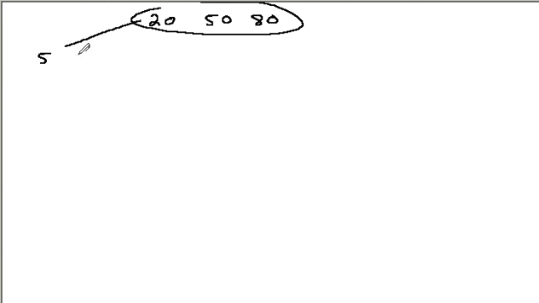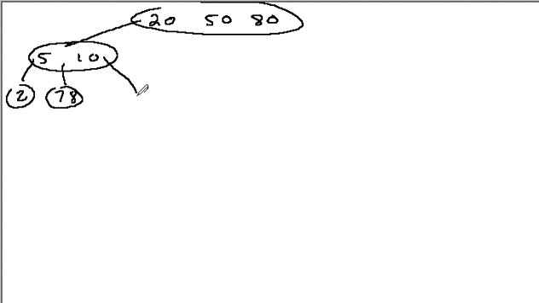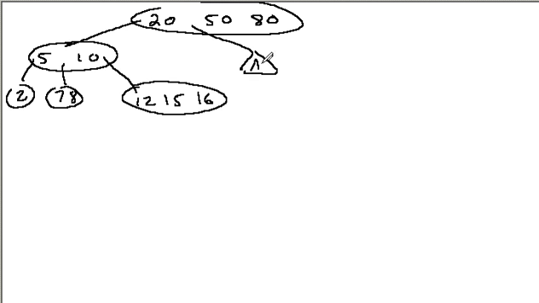So let's put our original tree, the kind of tree we were drawing, back again. This was from the last lecture. We had 20, 50, and 80. And here we had 5 and 10. And here we had 2, 7, and 8. And 12, 15, and 16. And then there was a subtree A here, and B, and C. And so we're not going to draw those in, just like we didn't draw those in last time.